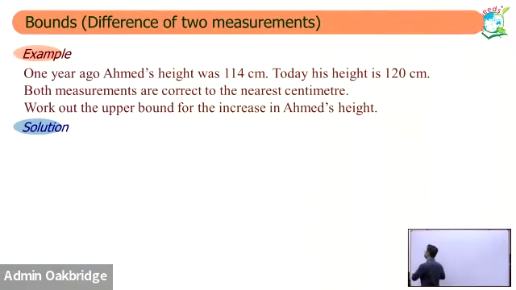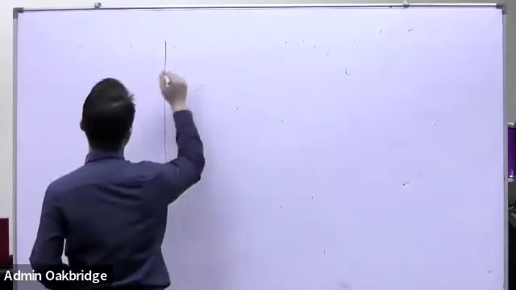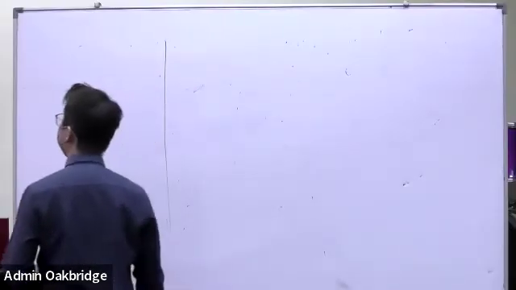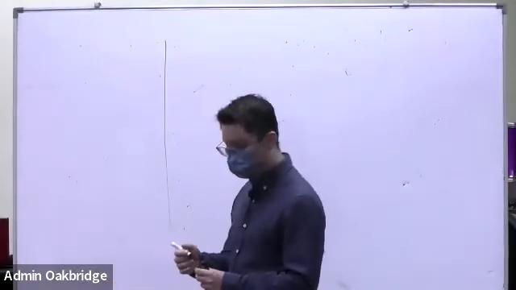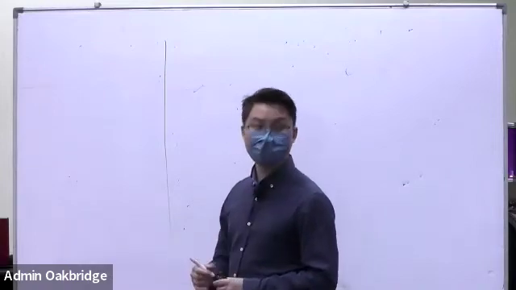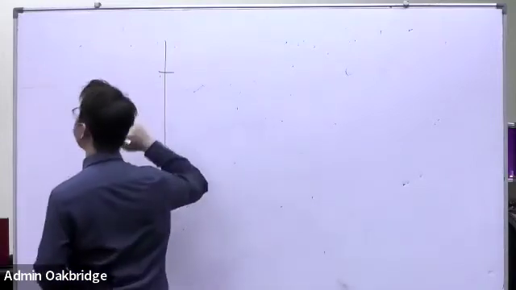Oh, you want to get the upper bound. A lot of students will think that to get the upper bound, just take the upper bound of today's height and minus the upper bound of the height 1 year ago, which is wrong. You wouldn't get the upper bound for the increase. So now when you get the difference, you have today's height and the height from 1 year ago. Which one is higher? Today's height is higher than the height 1 year ago, right?